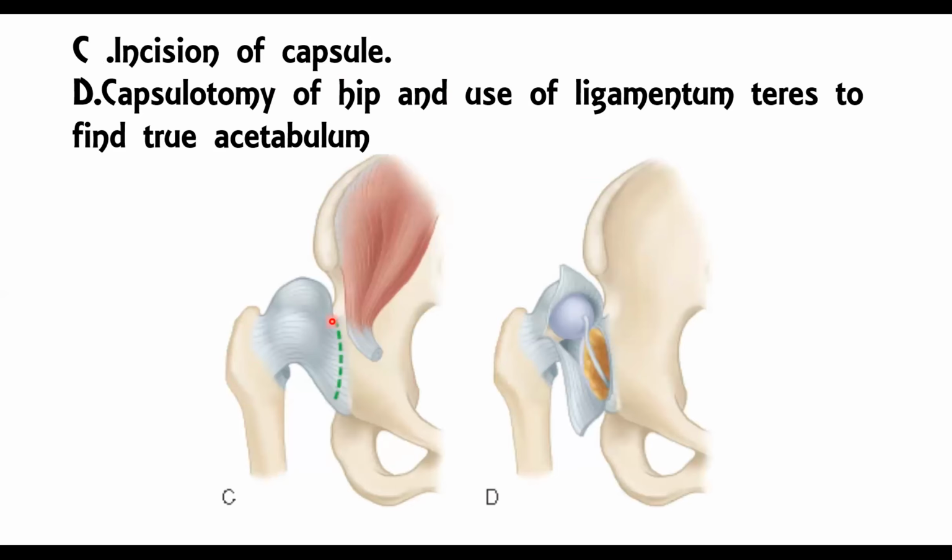So capsulotomy is done, and use of ligamentum teres. You can trace the true acetabulum because you are not damaging the ligamentum teres. Opening the capsule, this is the head of the femur. You can trace the ligamentum teres and you can see the true acetabulum.